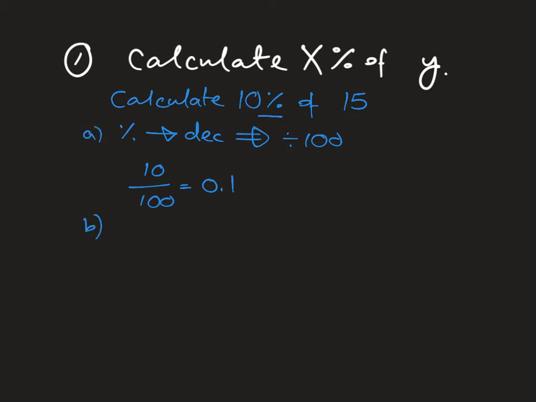Step B is we're going to take that number that we had, 0.1, and we're going to multiply that by the number that we wanted to get the percentage of. So we do that multiplied by 15. And if we check it out, we say that 0.1 times 15 is 1.5. So 1.5 is 10% of 15.